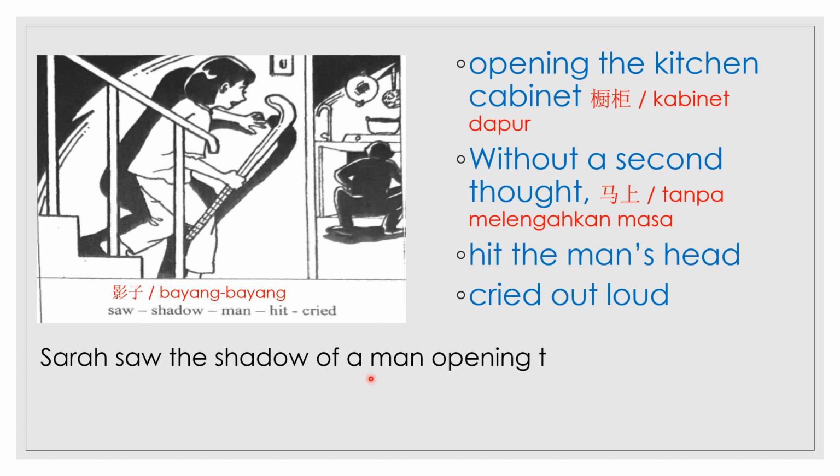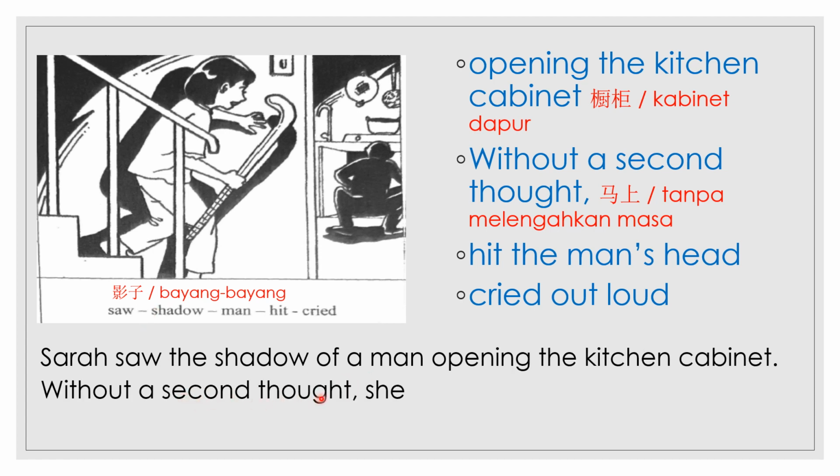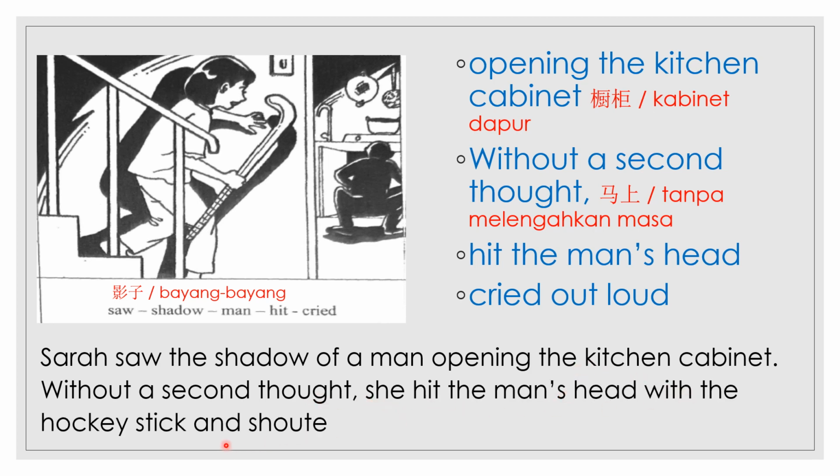Okay, so how do we write this? Sarah saw the shadow of a man opening the kitchen cabinet. Without a second thought, she hit the man's head with the hockey stick and shouted for help, okay, because she wanted to inform her parents, right? And the man cried out loud.